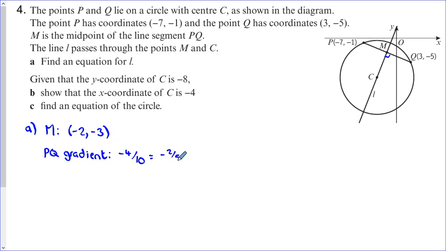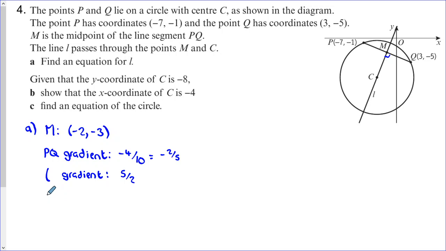Negative 2/5. My line L, the one we're after, is perpendicular to that, so it would be a gradient of 5/2. And now we have the two things we need. We have our gradient, we have the point it's going through.